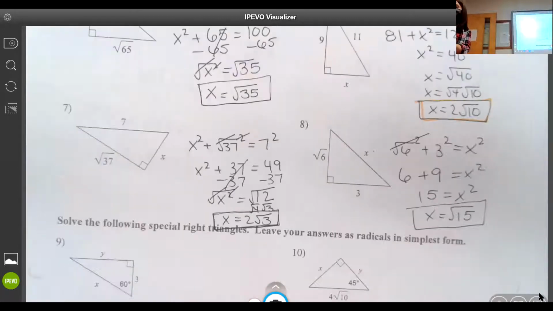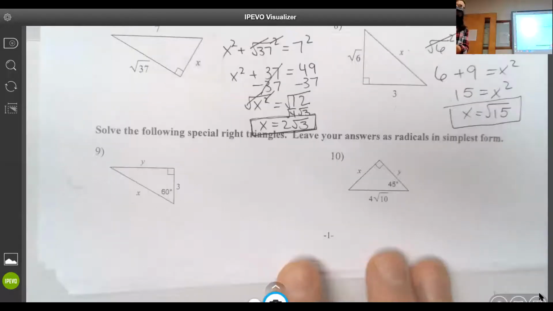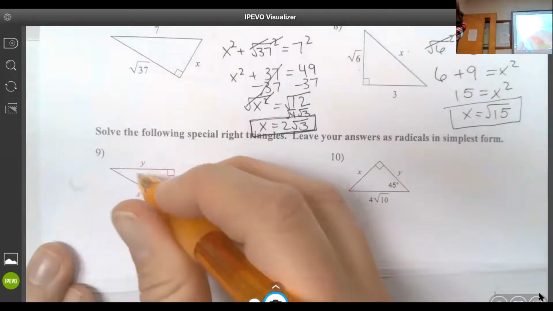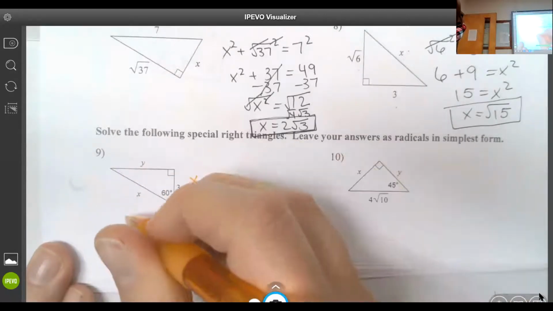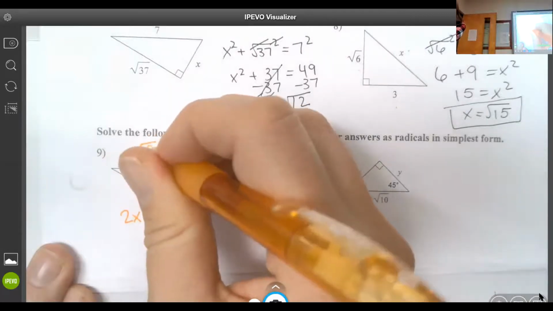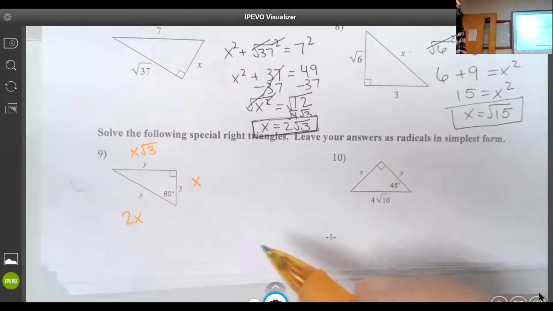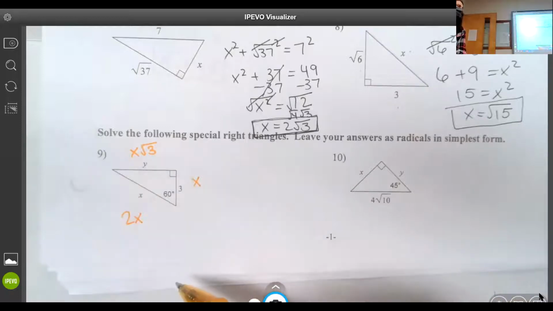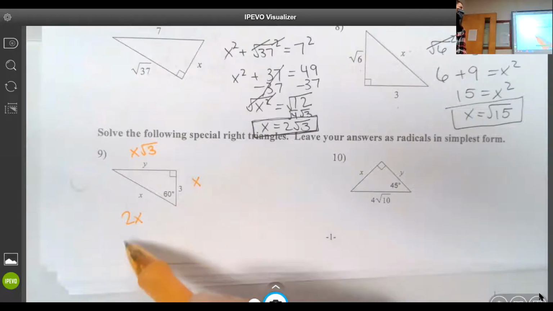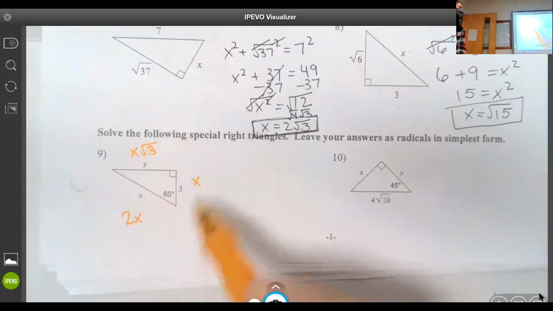So when I get to special rights on the test, anytime I get to a special right, I write in the pattern around it. So this is a 30, 60, 90. Across from 30 is x. Hypotenuse is 2x. And then I have x rad 3 on the side across from 60. That's my pattern. And for any of them, I need to know what x is so that I can plug it into the other sides in my pattern.